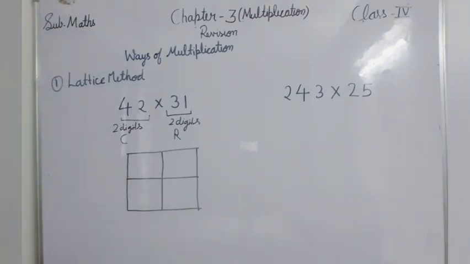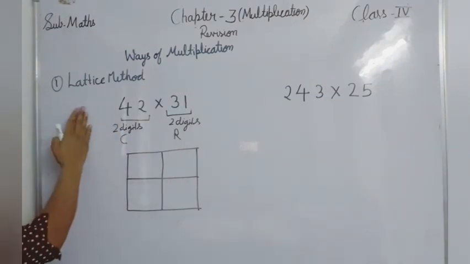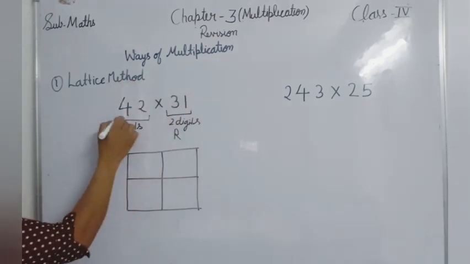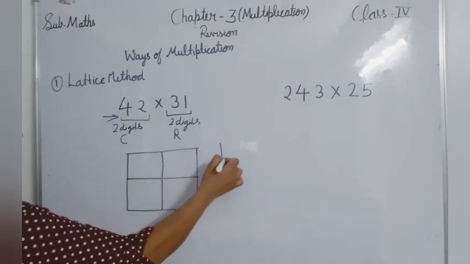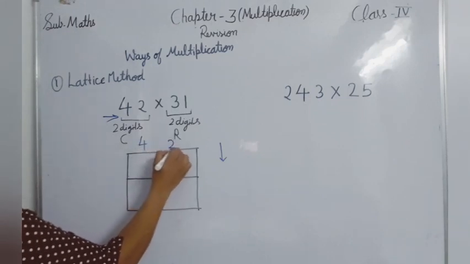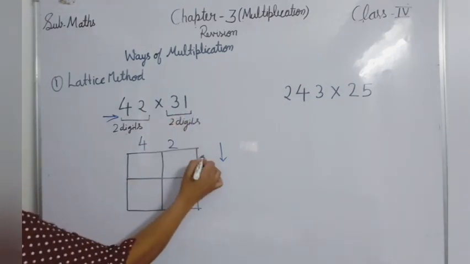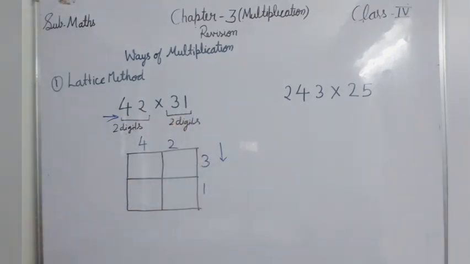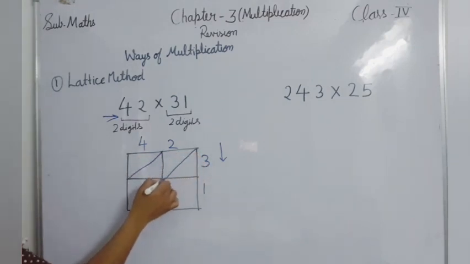Now what do we have to do? We have to write the numbers here. We always start reading left to right, so let's start reading from this side. And in the boxes we will fill left to right and top to bottom. What is the first number? 42. 4 will be written here, 2 will be written here. And now the next number is 3 and 1. Clear? Now what is the third step? We need to divide each box into 2 parts. So let's divide each box into 2 parts.